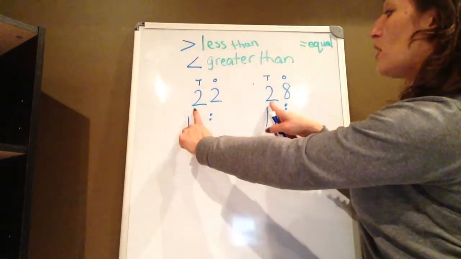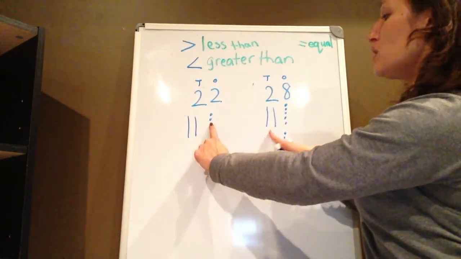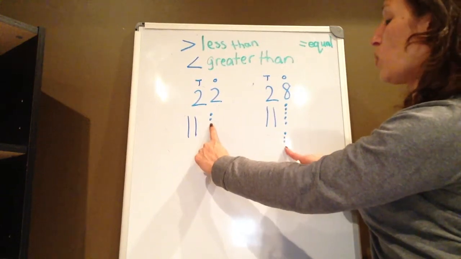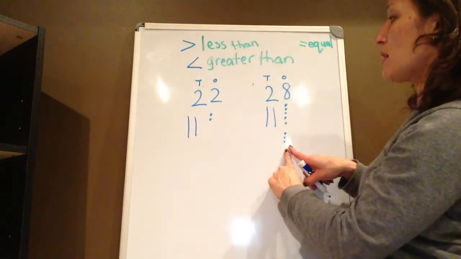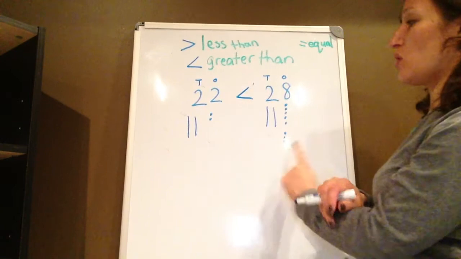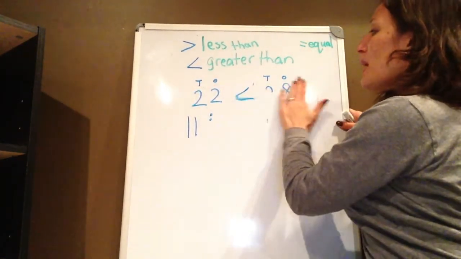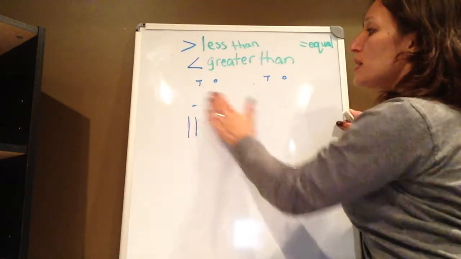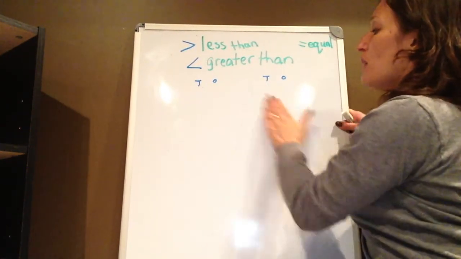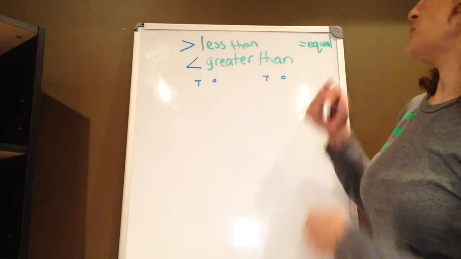Since this place value is the same, all I can do to determine which one's greater is look at the ones. This place value has more, so this number is greater. Let's look one more time before we add our hundreds, to see if we can find one that looks a little bit tricky.